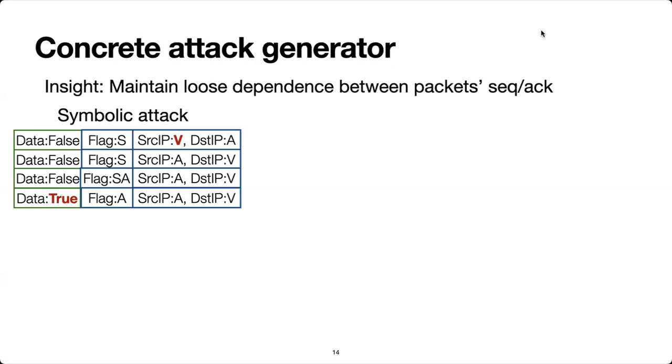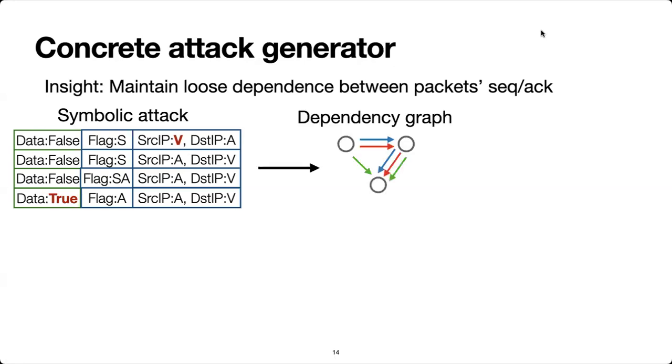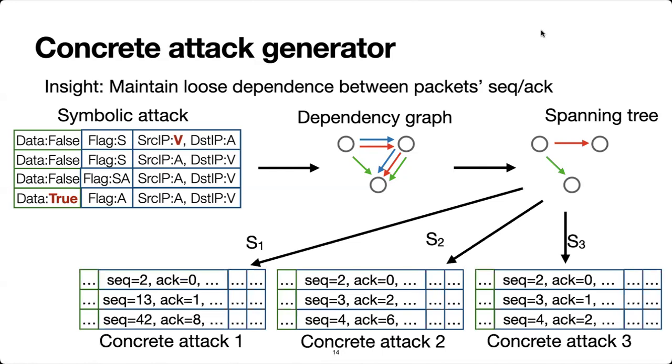And so what we do here is we use some heuristics to generate a dependency graph where each node is a symbolic packet and an arrow between two nodes denotes a dependency of one packet's sequence and ACK number on the other packet's sequence and ACK number. We then prune this dependency graph to a spanning tree and use a set of heuristic strategies to generate these concrete attacks. So one example of a heuristic strategy is a TCP compliance strategy, which tries to maintain TCP compliance in assigning sequence and ACK numbers to different packets.